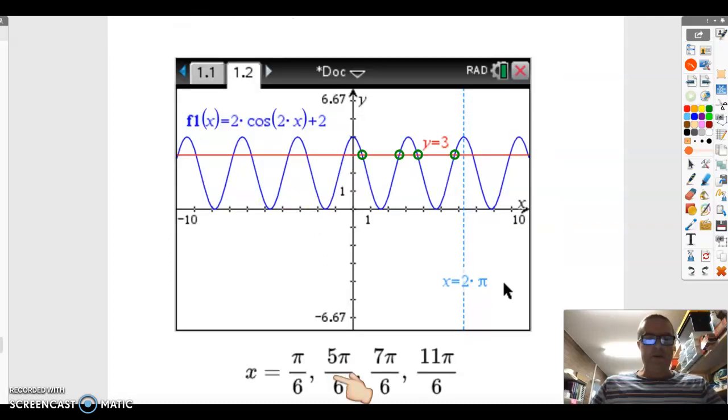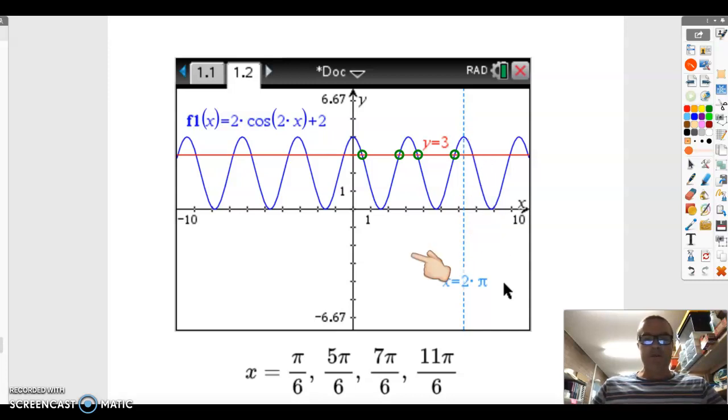It's often very useful to think of graphs while we're solving equations, and vice versa, when we're looking at graphs, thinking about solving equations. You can see on this graph I've got the left hand side of the equation that we were solving, which was 2 cosine 2x plus 2, and in red, I've graphed the line y equals 3, which was the right hand side of the equation we were solving.